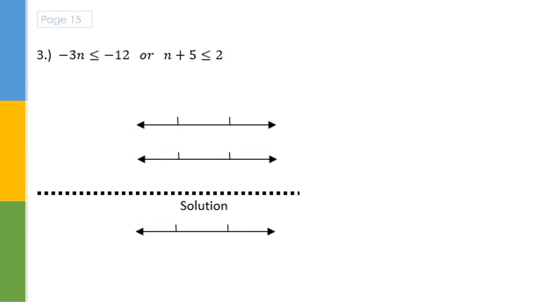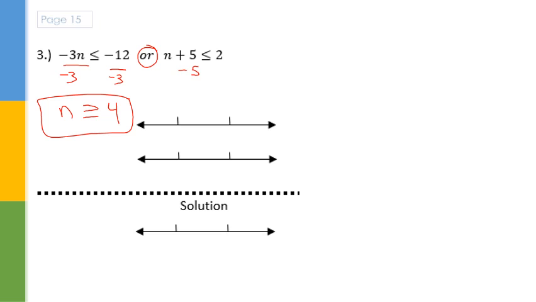This is a compound OR. So I'm going to be looking at putting them both down no matter what. Again, solve each individually. I'm going to divide by a negative 3. The inequality gets flipped because I divided by a negative. You end up with n is greater than or equal to 4. I'm going to subtract 5 here. N becomes less than or equal to negative 3. So those are my two inequalities.